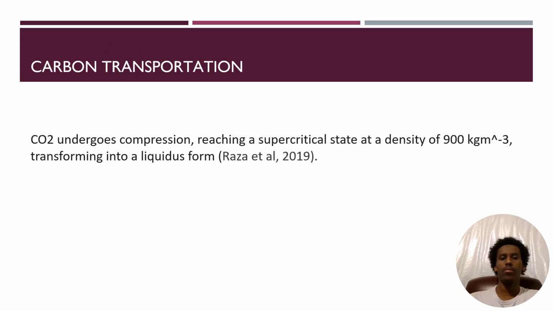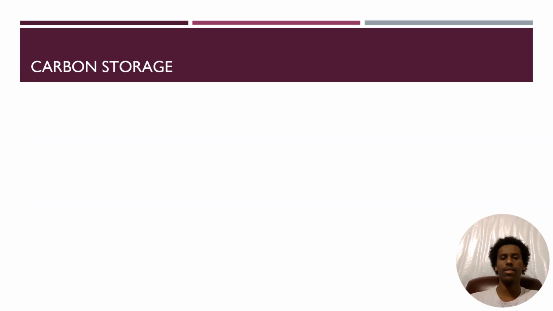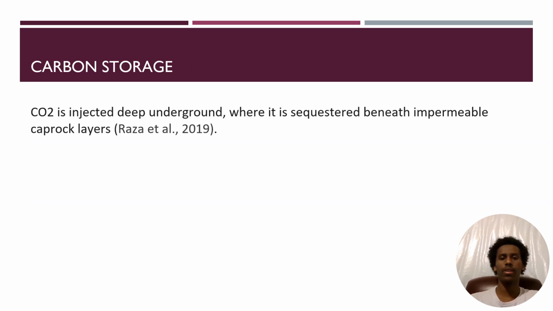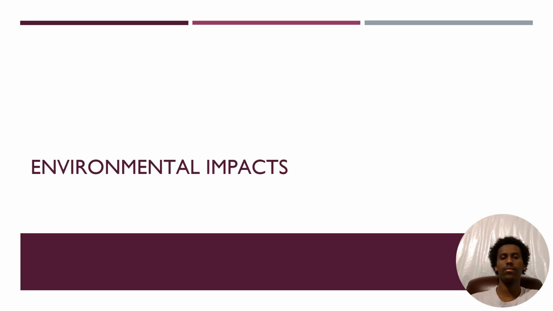Transportation. Before transportation, carbon dioxide is supercompressed, then carried through a network of pipelines, trucks, or ships. Carbon storage. CO2 is injected deep underground beneath layers of caprock where it is stored for eternity. Storage options include active or depleted oil and gas reserves, deep stone and carbonated aquifers, as well as coal and salt beds.